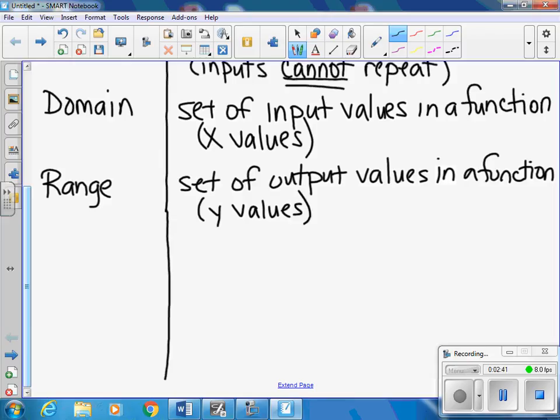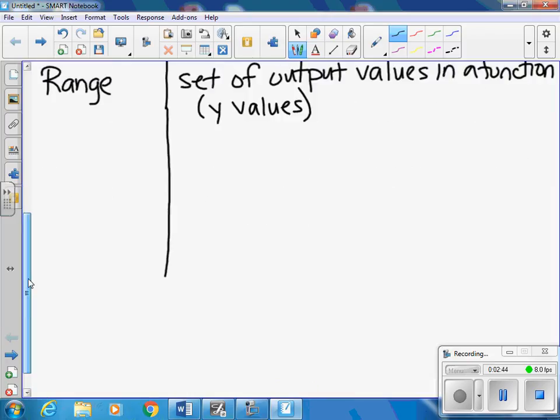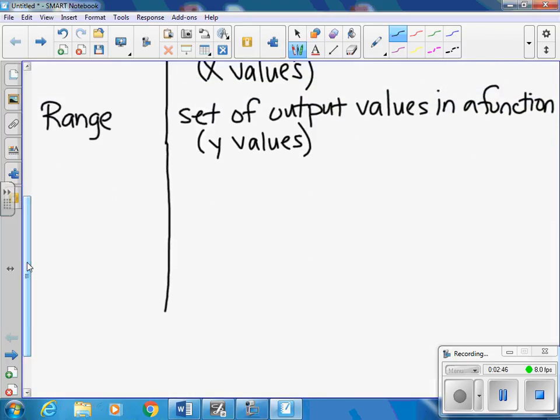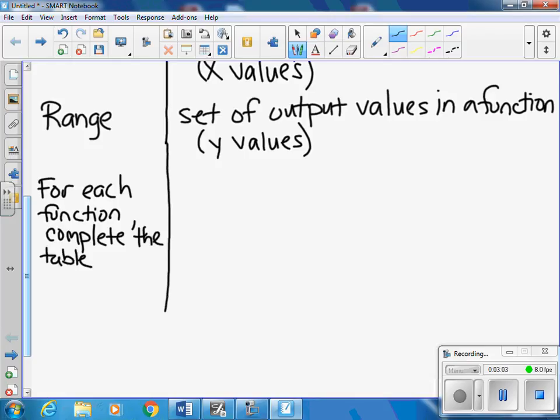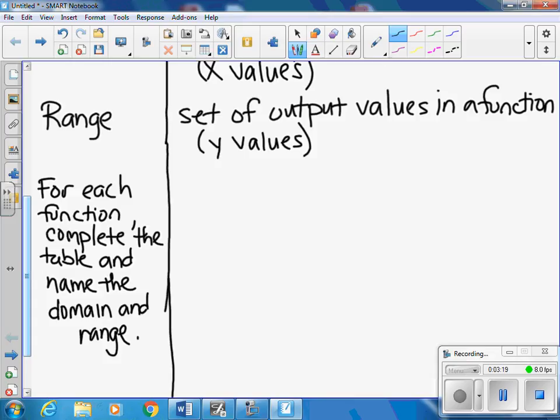All right, so now the next set is going to be asking you to do some examples, and I'll show you what they look like, and I'll show you the exact directions that you'll see, and then we'll practice some of them. So your first set of directions are going to say this. For each function, complete the table, which we already know how to do, and name the domain and range. So this is the new part. And there are certain ways that we have to name the domain and range, so I will go over those as we go to do them.